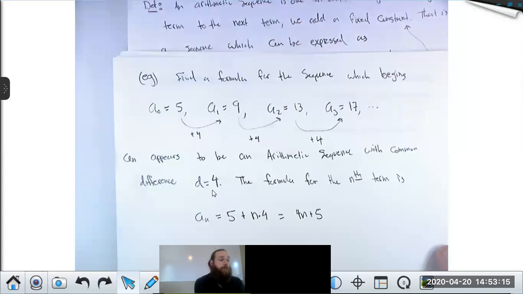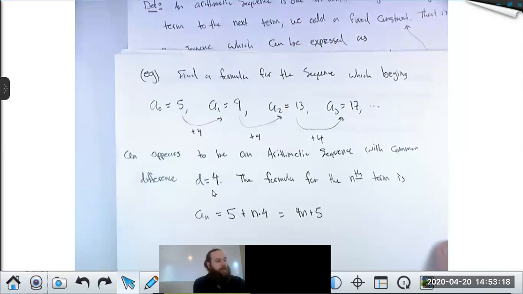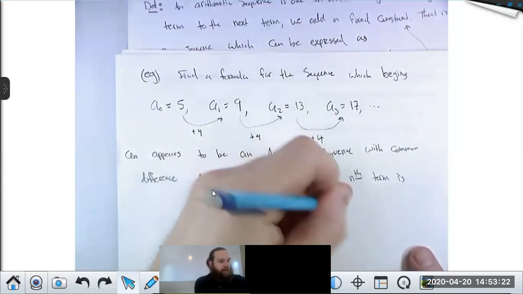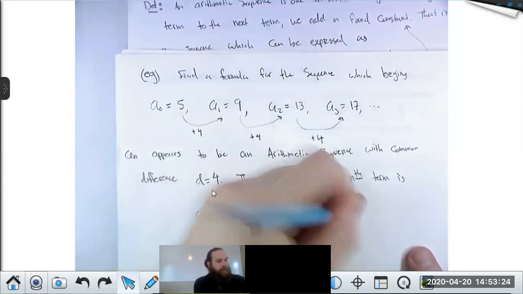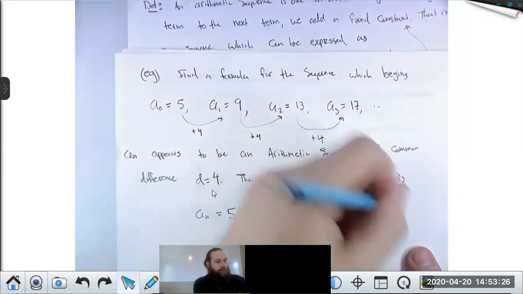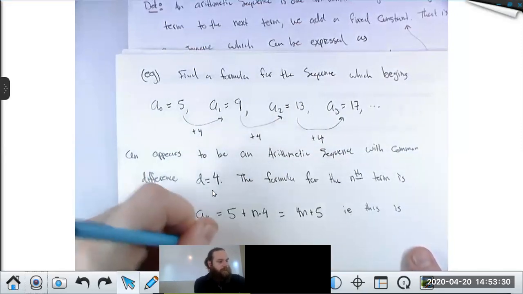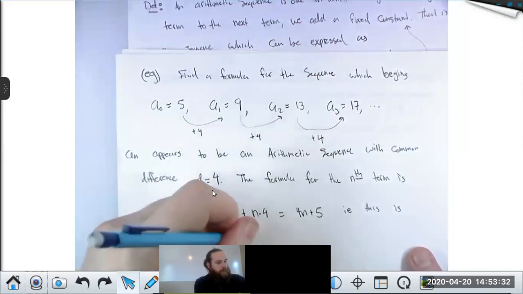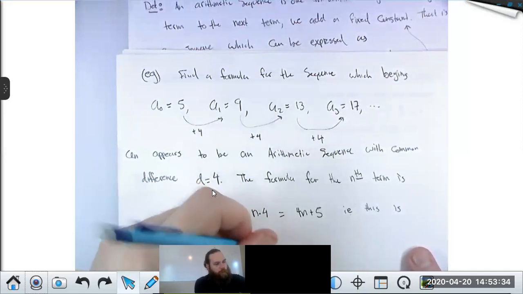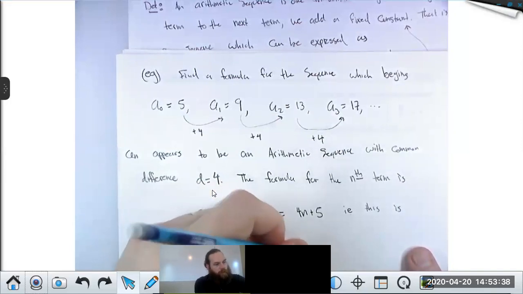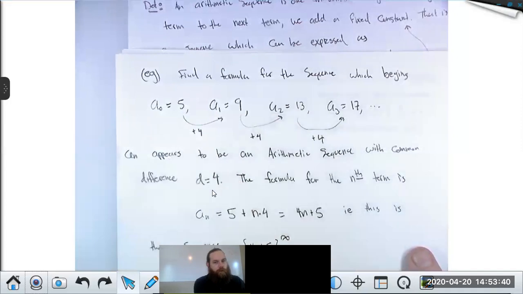And then the only thing we have to remember is to specify where n begins. So I could package all of this, i.e., this is the sequence: curly braces, 4n plus 5, where n goes from 0 to infinity.